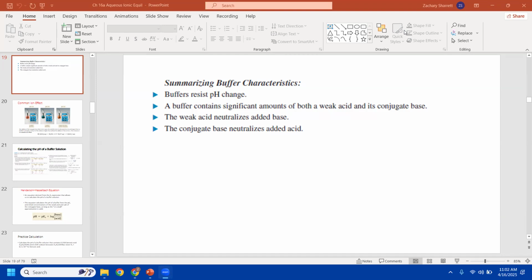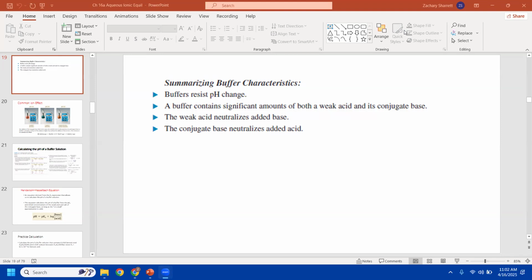What makes a buffer? A buffer contains a weak acid and its conjugate base. How do we know what a weak acid is? It's not a strong acid. Its conjugate base is whatever that acid is after it loses its proton.